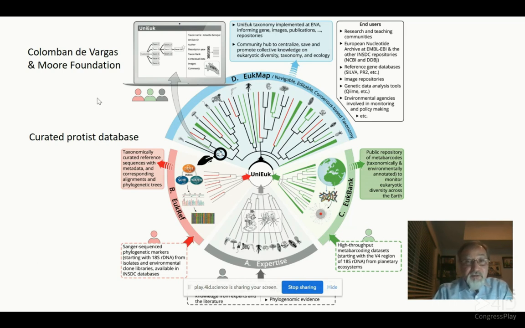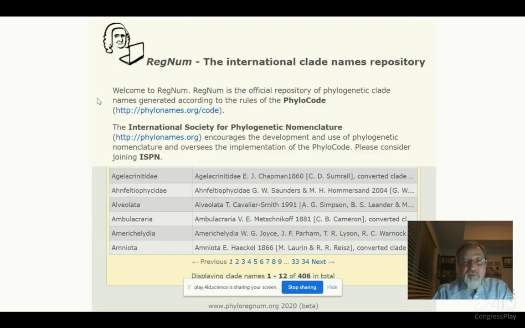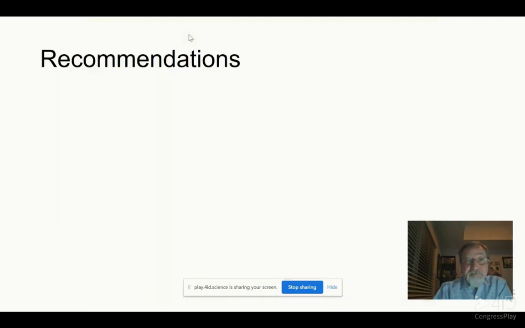So this is a developing project that I think everybody needs to be contributing to. The other one is Regnum, and this is a repository for clade names written in a phylogenetic language. And it's very easy to use. You go in there, you get a registration number for the clade you have entered, and that makes it legal, and you can publish with it, and you will have your clade described in a phylogenetic nomenclature validly.